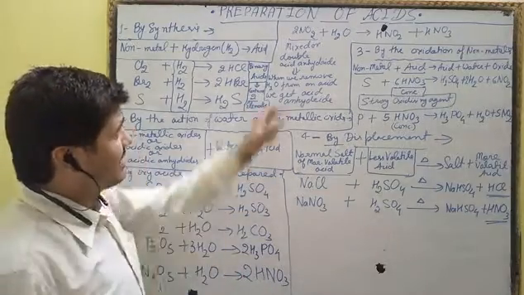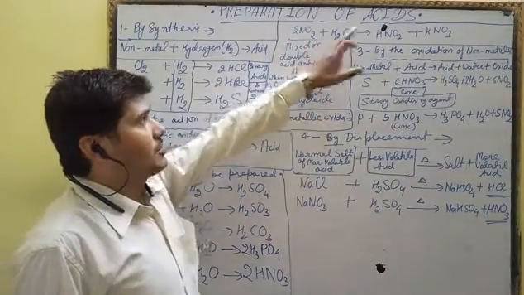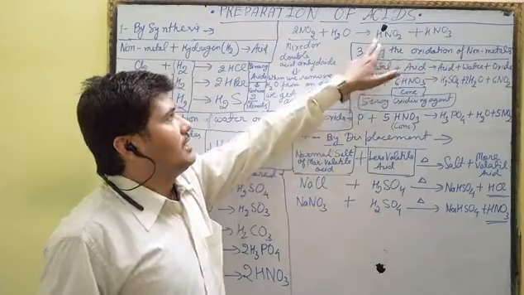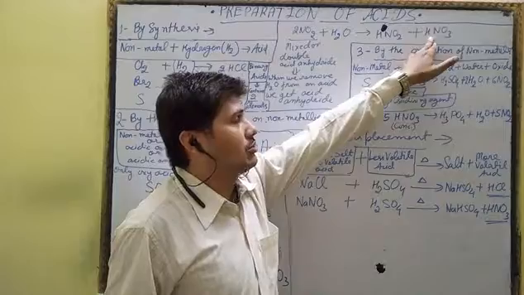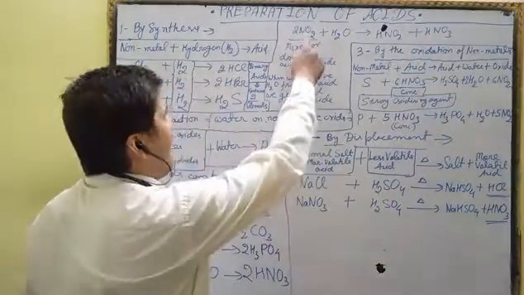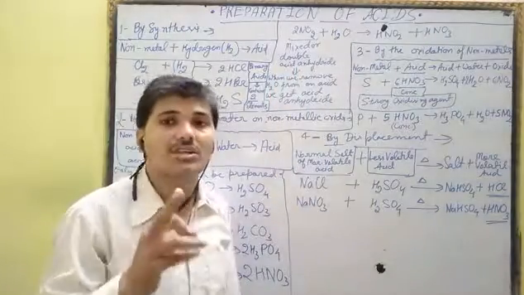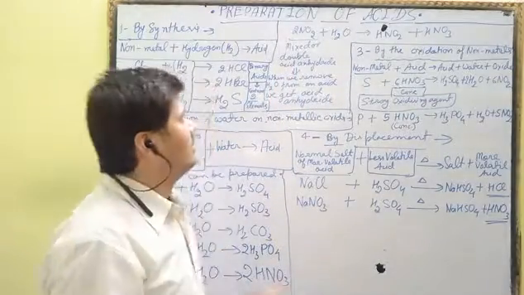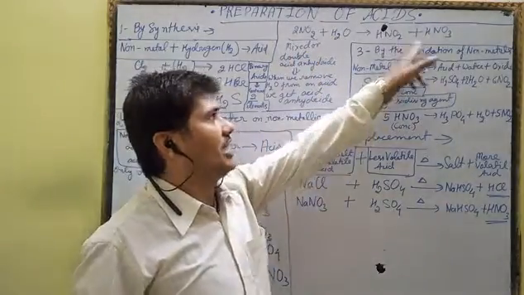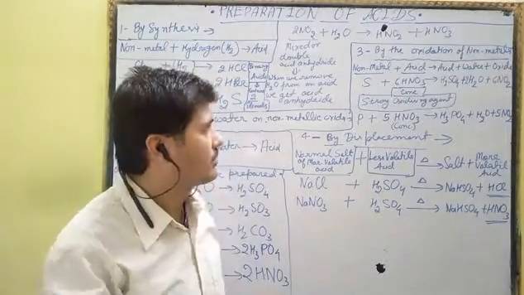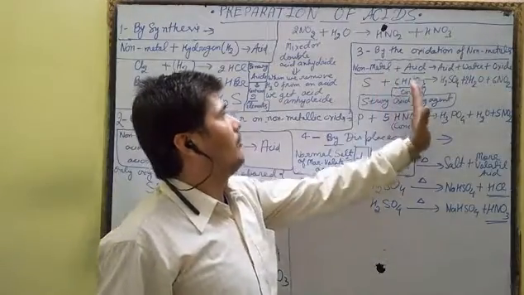This is a very important reaction. Nitrogen dioxide reacts with water to form two acids, nitrous acid HNO2 and nitric acid HNO3. So NO2 is known as a mixed or double acid anhydride. Why? Because NO2 forms two acids, HNO2 and HNO3. Okay, you got it.